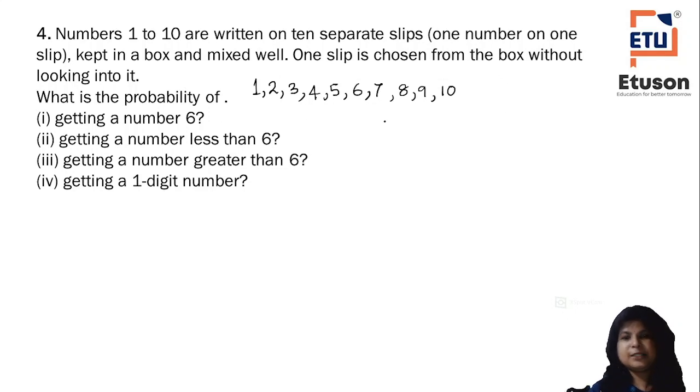Now you have to tell me what is the probability of getting a number 6. How many times is 6 occurring here? 6 is occurring only once. But how many possible outcomes are there? It is 10, right? So what is the probability of getting a number 6? It is 1 divided by 10.